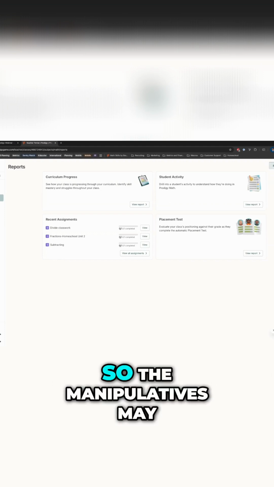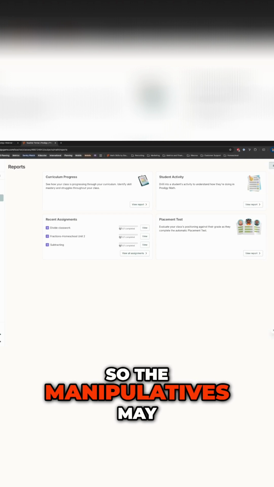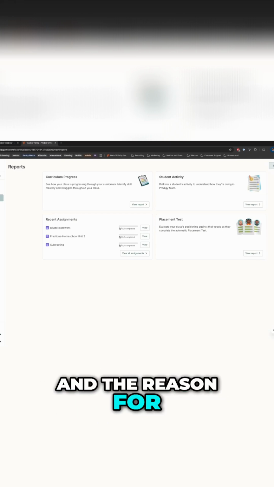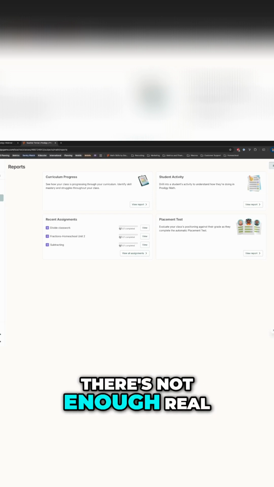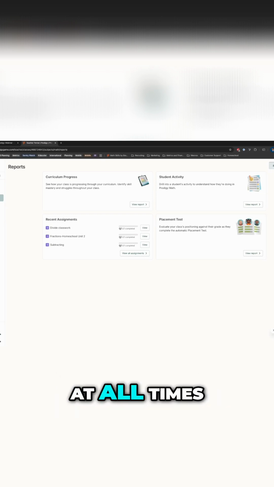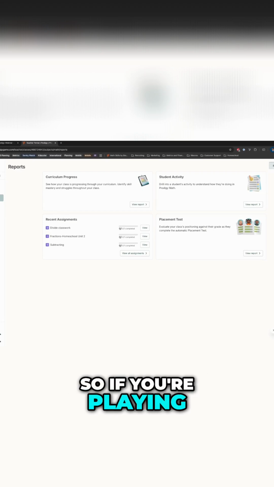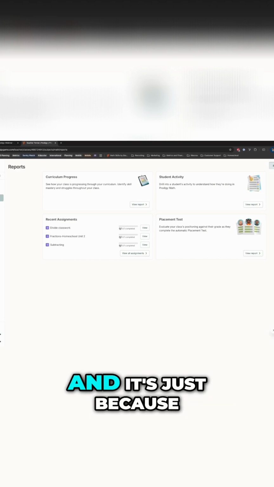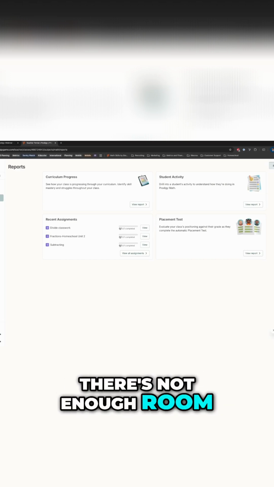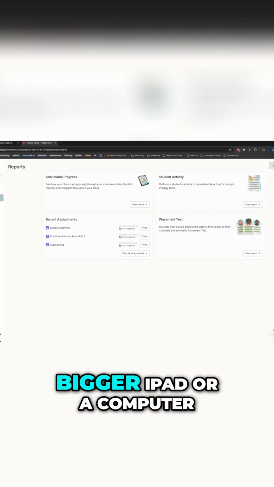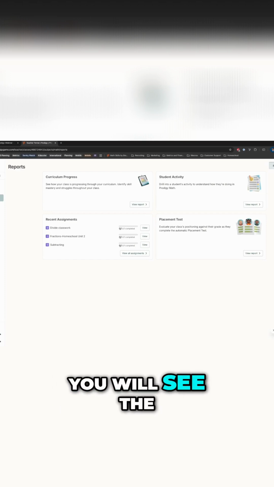Yes. So the manipulatives may not be available if you're playing on a small screen. The reason for that is just because there's not enough real estate or size on that screen in order to display the manipulatives at all times. So if you're playing on a phone, for example, that might be the reason why you're not seeing the manipulatives. It's just because there's not enough room on the phone for us to pop those out. But if you play on a bigger iPad or computer, you will see the manipulatives there.